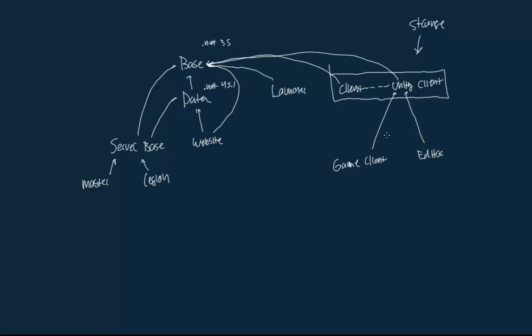All right. So we have base, data, website, server base, master server, region server, launcher, client, Unity client, and then we have two Unity projects, game client and editor. So again, the base will be .NET 3.5, launcher will be .NET 4.5.1, client and Unity client will both be .NET 3.5. Game client and editor are obviously going to be .NET 3.5 because that's what Unity supports as of now.